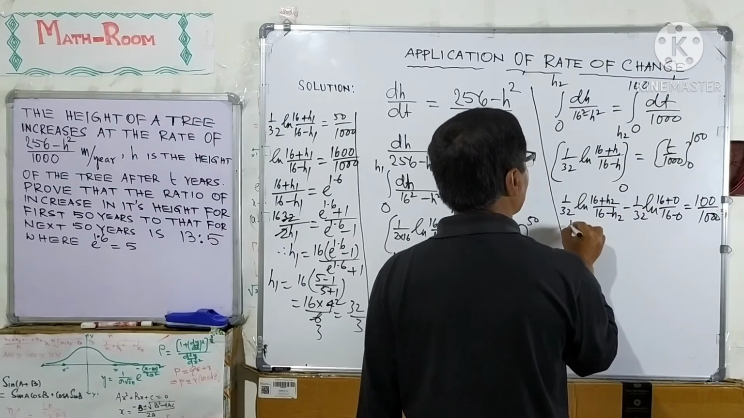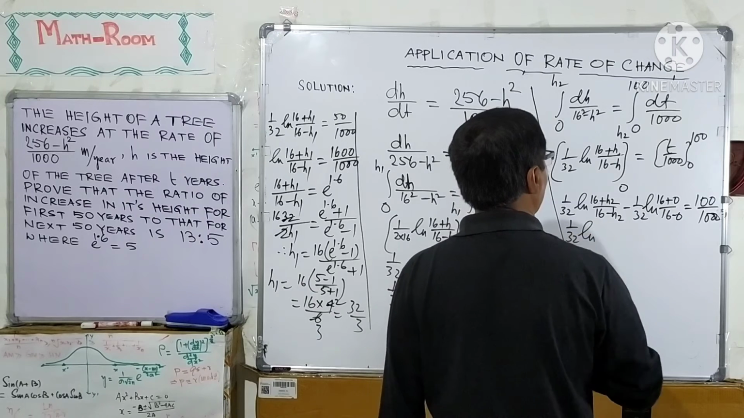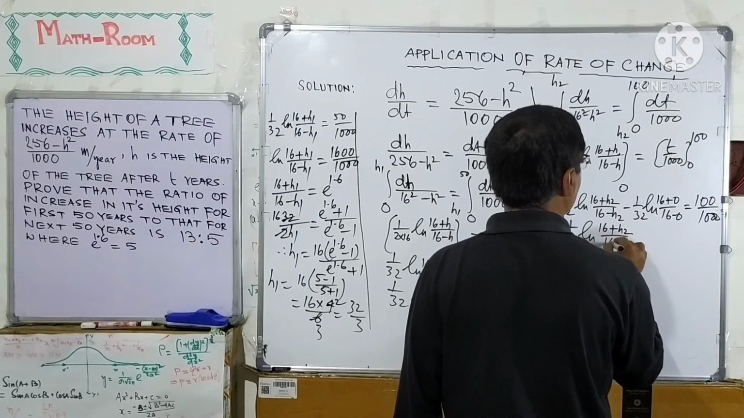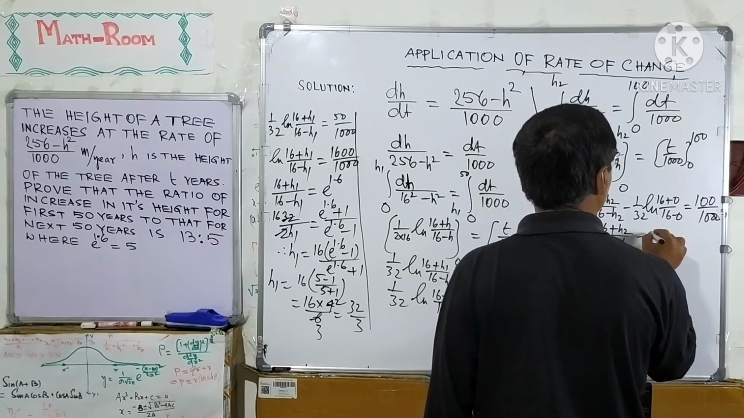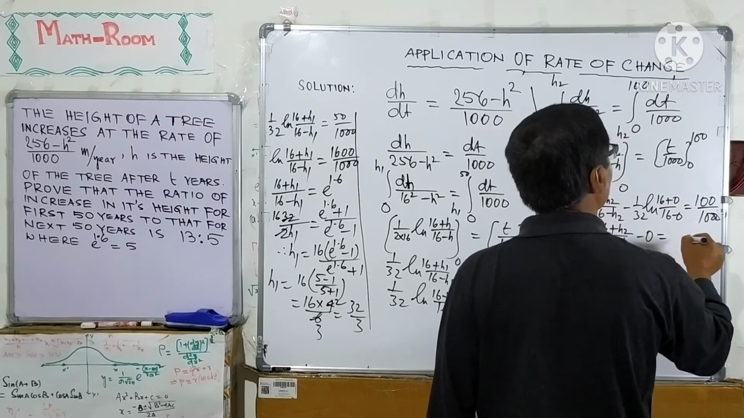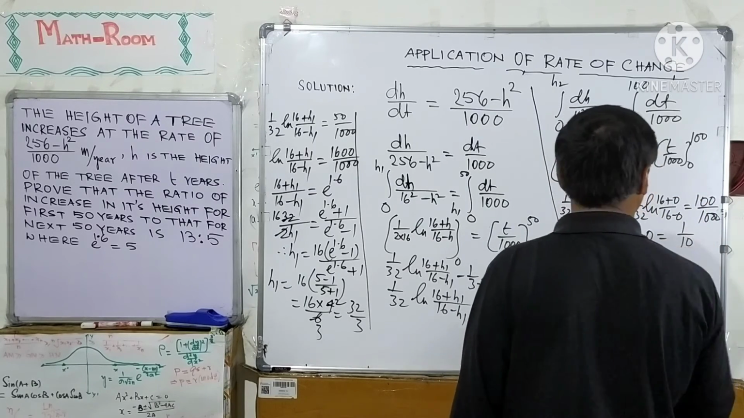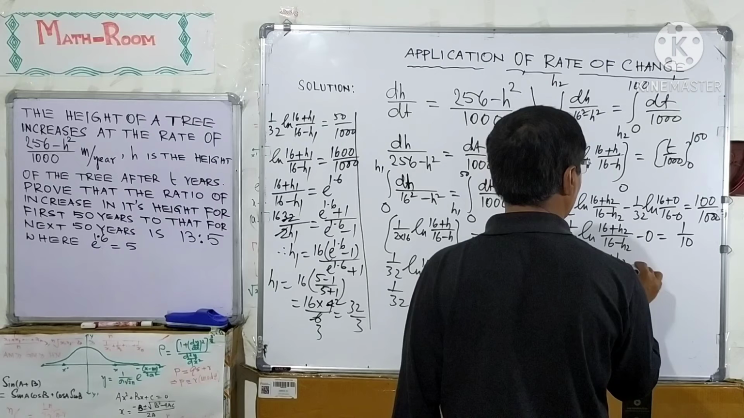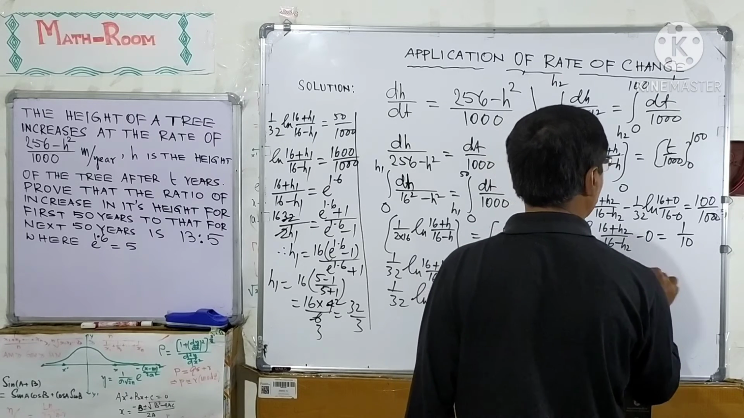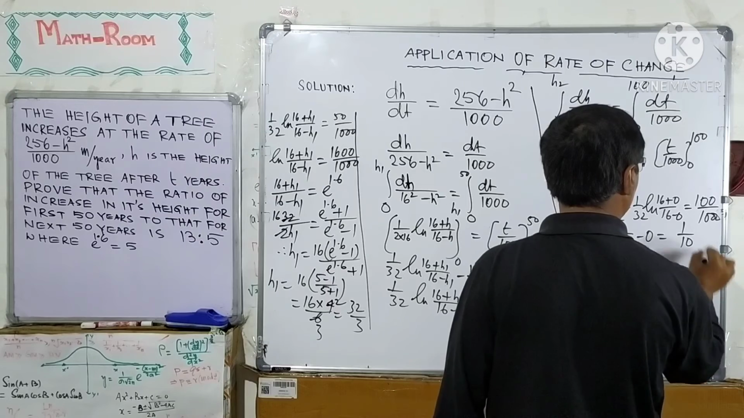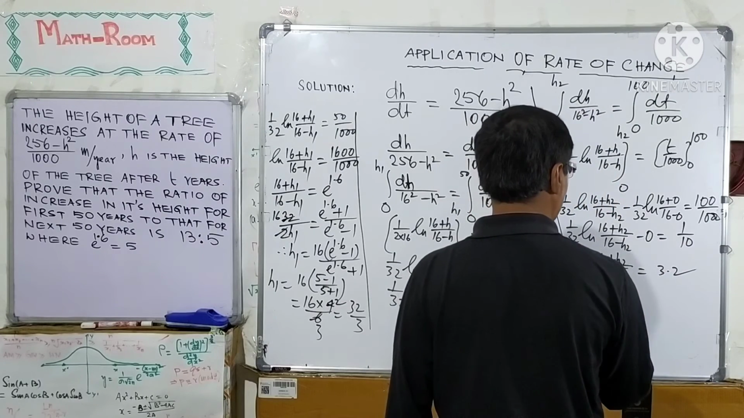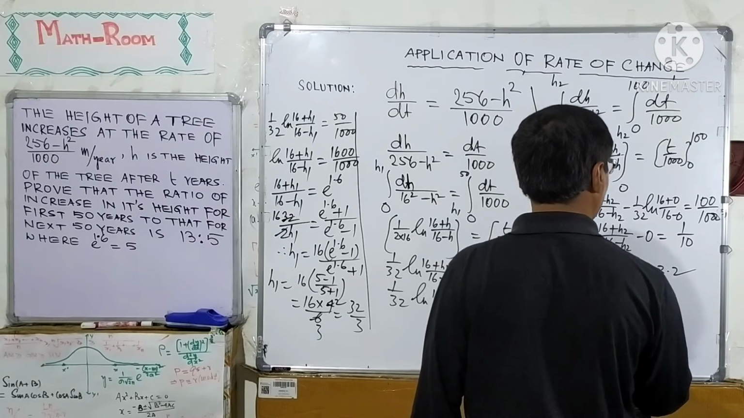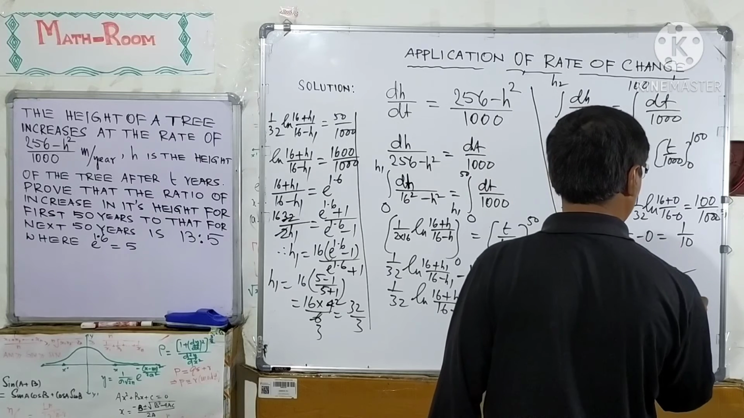So, this is 1 over 32 logarithm of (16 plus h2) over (16 minus h2), minus 0, equal to 1 over 10. So, natural logarithm of (16 plus h2) over (16 minus h2) equal to 3.2, that is (16 plus h2) over (16 minus h2) equal to e to the power 3.2.